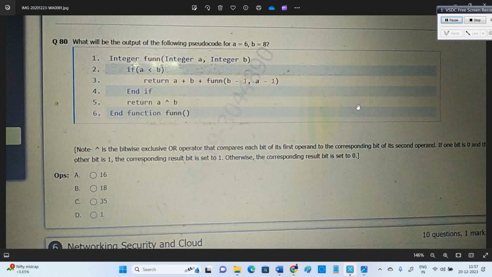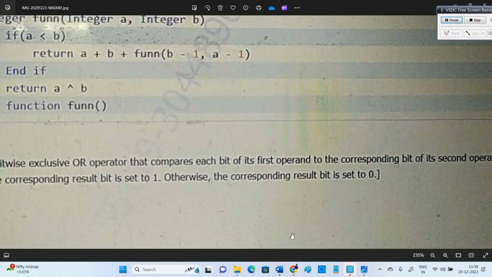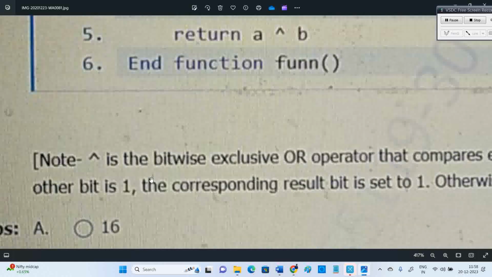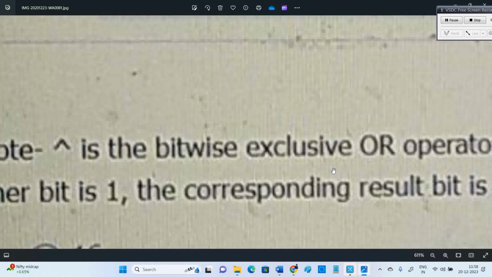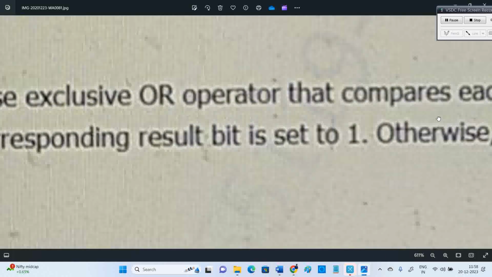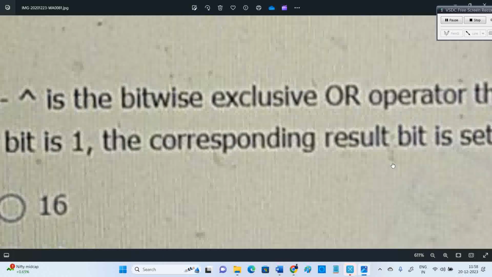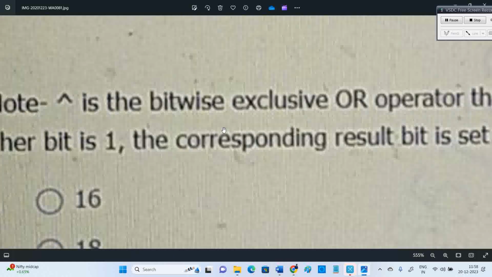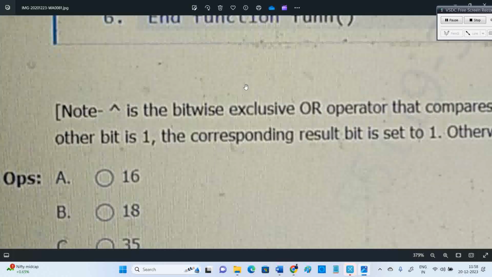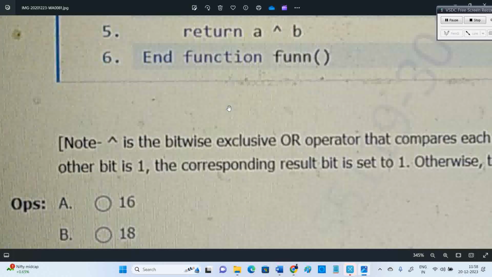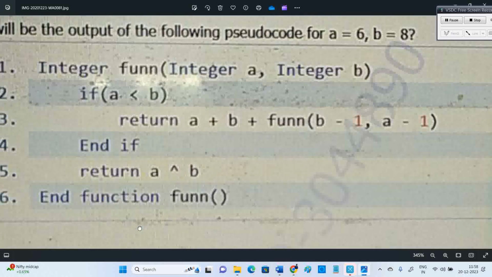And as I mentioned earlier, you can check they're defining what is that XOR operator also. What is this symbol? XOR operator. They said bitwise exclusive OR operator, and they define, okay, if both are different, then one, otherwise zero, like that. But in exam, learning that and doing that in exam is not an easy task, right? And you have options here 16, 18, 35, and 1. So, we'll end with this question.